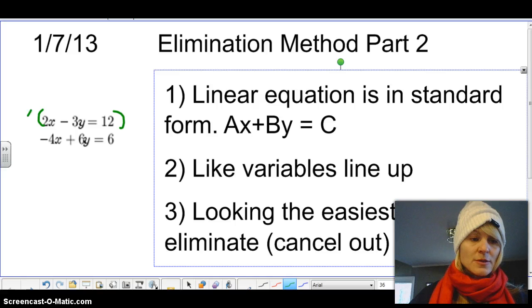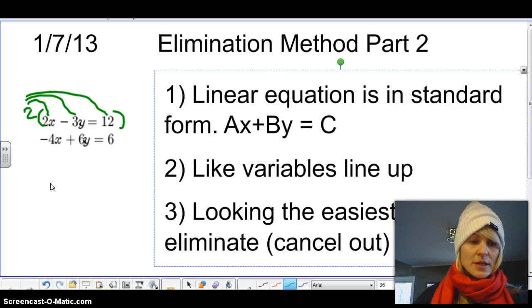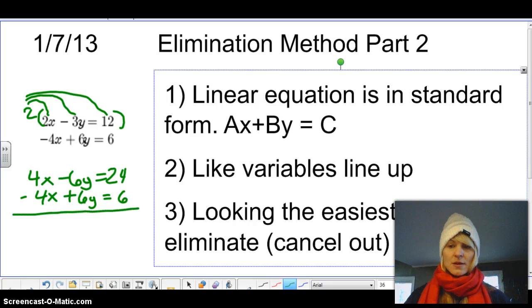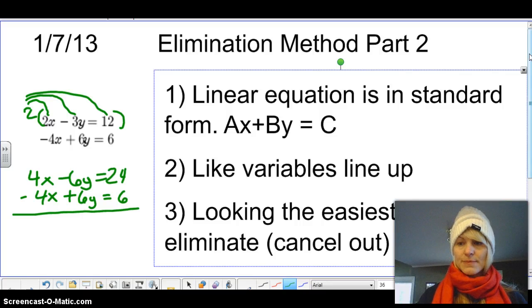If I multiply the x by 2, remember everything needs to get multiplied by 2. And I like doing this, so remember that that 2 gets multiplied by each one. So we have 2 times 2x, that's 4x. Bring the minus down. 2 times 3y, that's 6y, equals 2 times 12, which is 24. And then we're just going to write this one underneath it. Negative 4x plus 6y equals 6. Okay? So once we've done that, we need to add them.